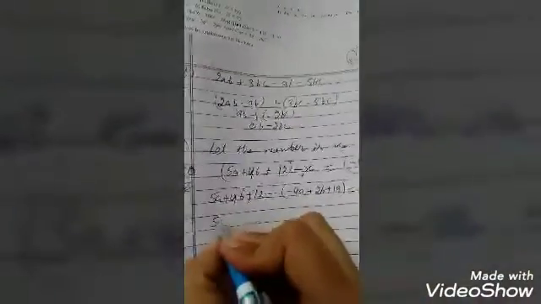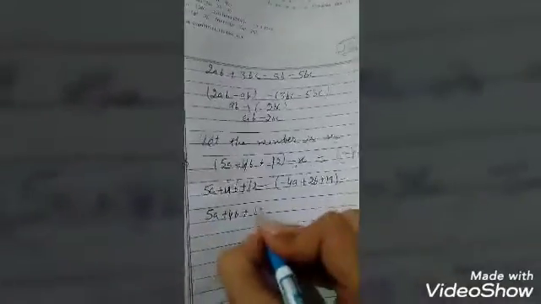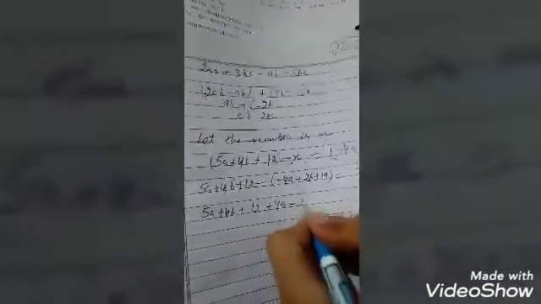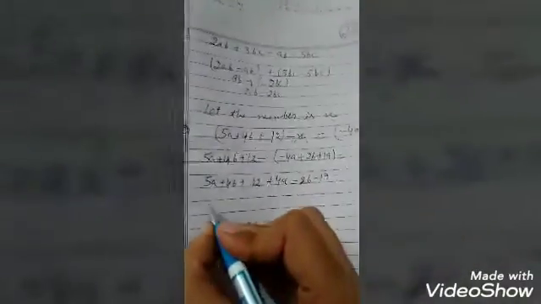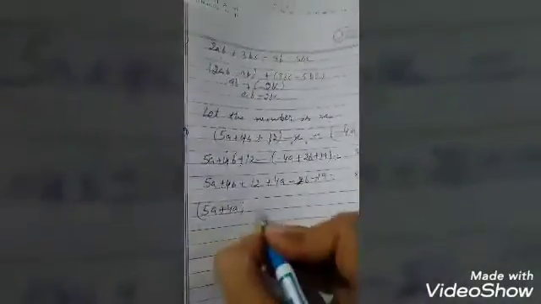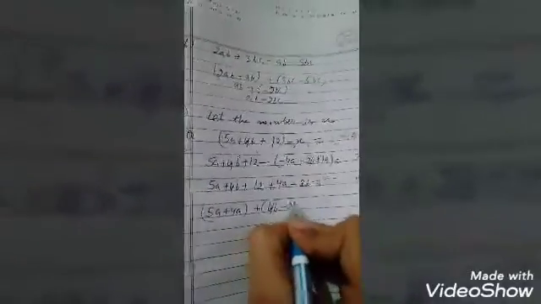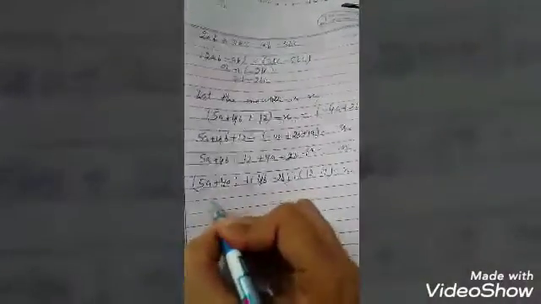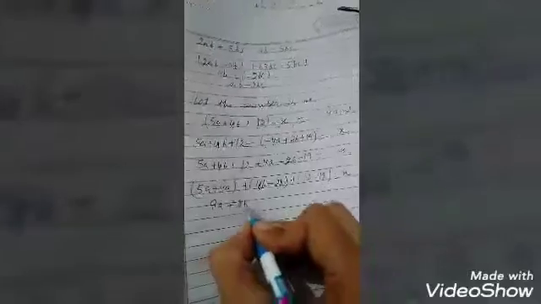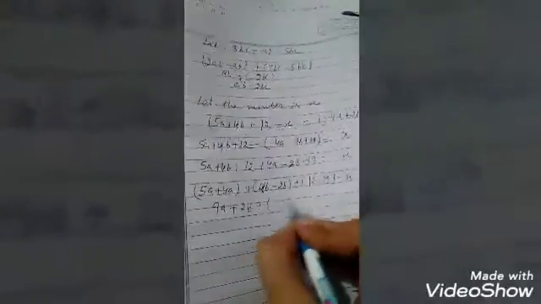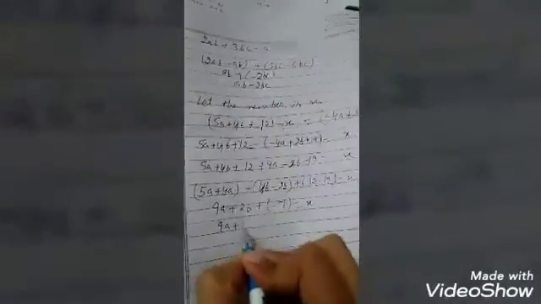Now, very easy. Firstly, open the bracket. It will become plus 4a minus 2b minus 19 is equal to x. Now collect like terms. 5a plus 4a, 4b minus 2b, 12 minus 19 is equal to x. 5a plus 4a is 9a, 4b minus 2b is 2b, plus 12 minus 19 is minus 7, is equal to x. 9a plus 2b minus 7 is equal to x.